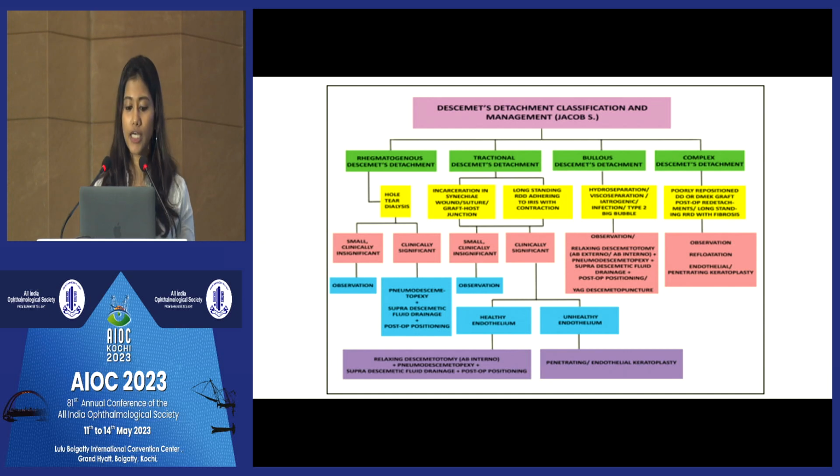Going to a bullous detachment, this is because of any fluid injection between the corneal interface and the DM. The fluid can either be a viscoelastic or any fluid during hydration. If it is again visually insignificant, we can observe and then go in for a surgical management if it is visually significant. Complex detachment usually occurs in any post endothelial grafts. This is when the graft rolls on itself, leading to a complex presentation of the DM.